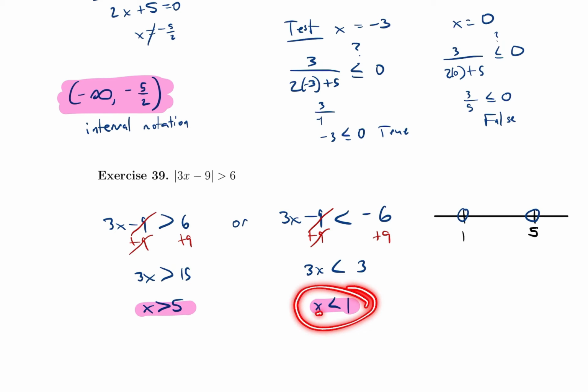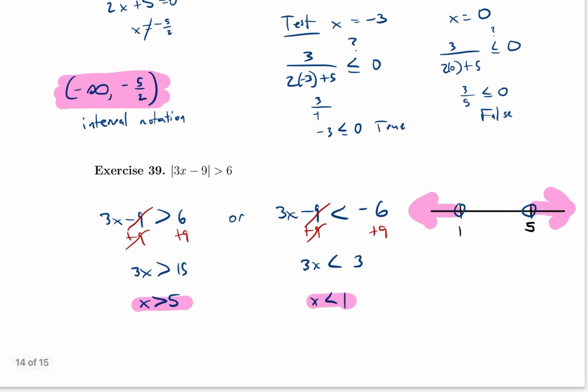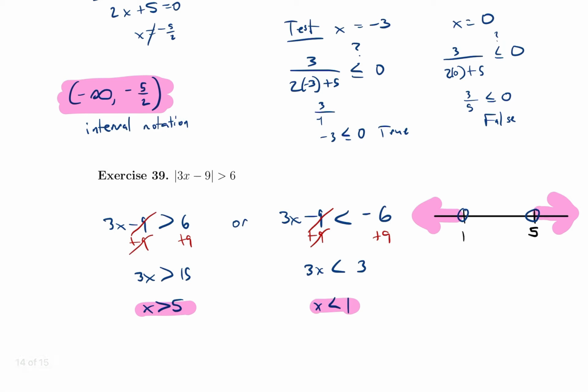And then this inequality says that you want all the values that are less than 1, which goes to the left. And then this inequality says you want all the values that are bigger than 5, which means you shade to the right. And that is the final graph. The interval notation for this is you want all the values from negative infinity to 1, excluding 1, union, because you have two separate sets, open parenthesis 5, comma, positive infinity, parenthesis, and that is your interval notation solution.